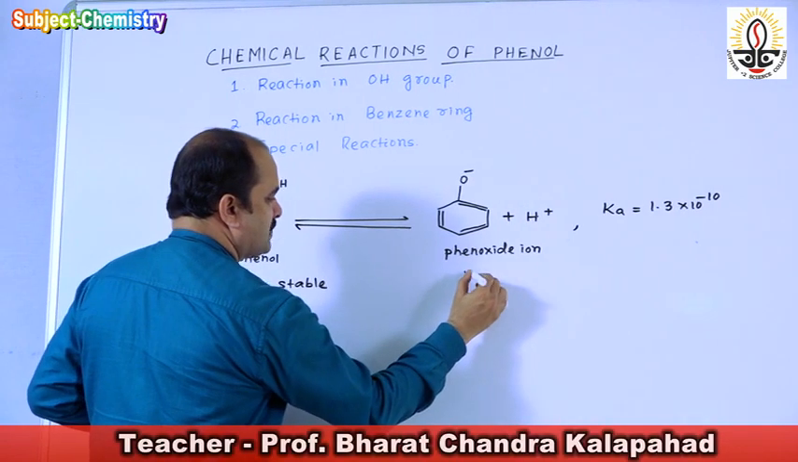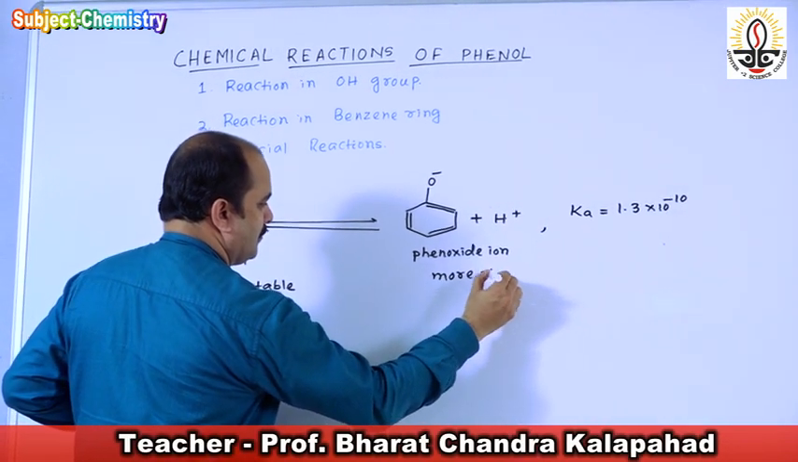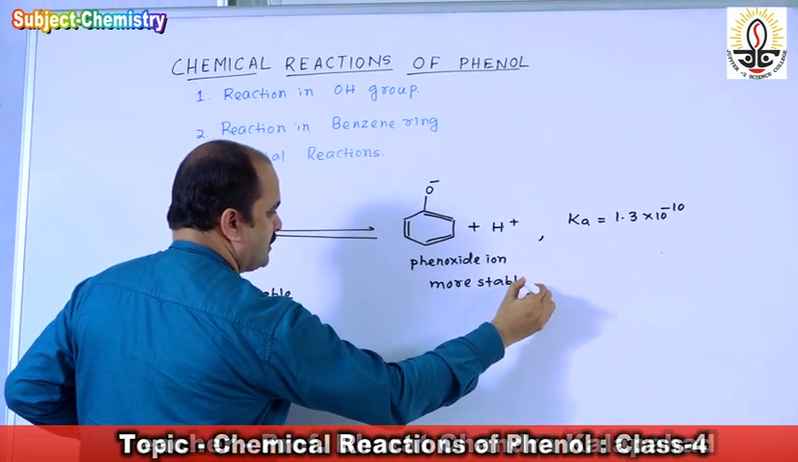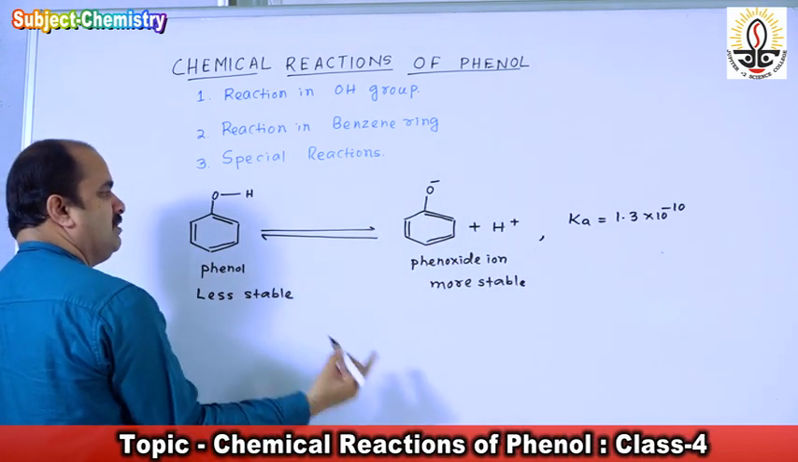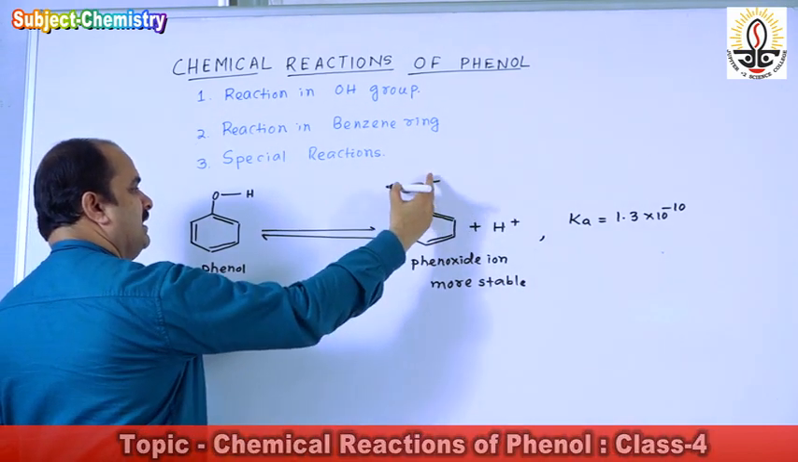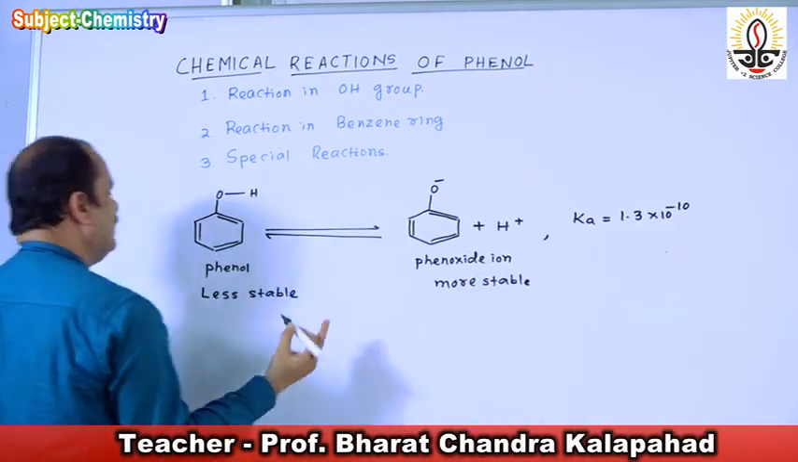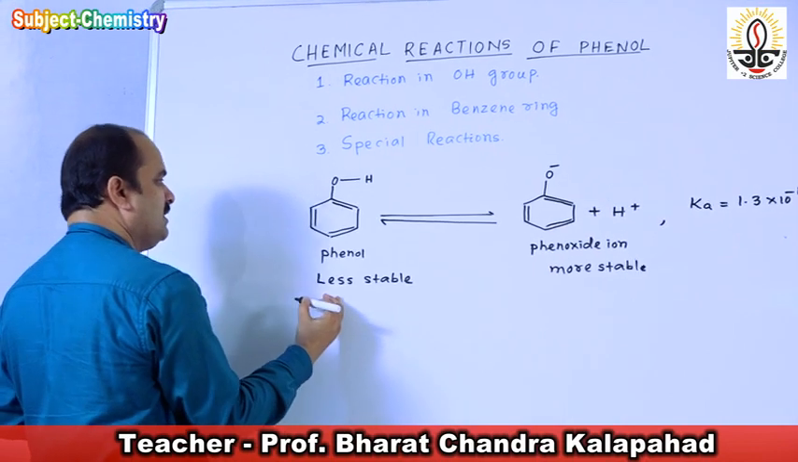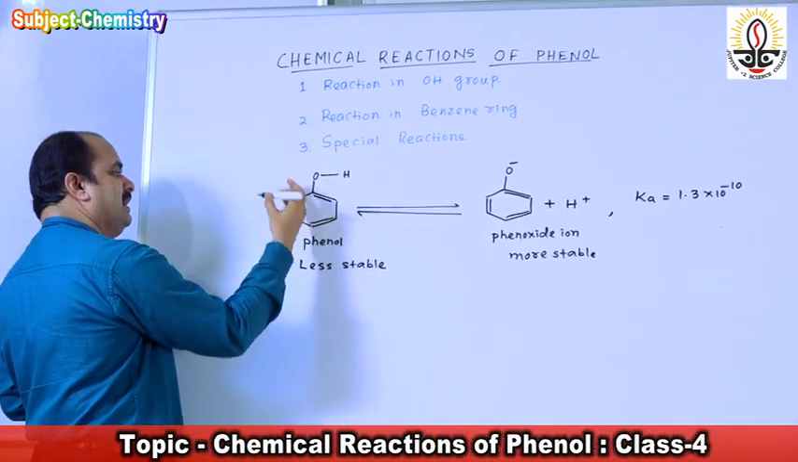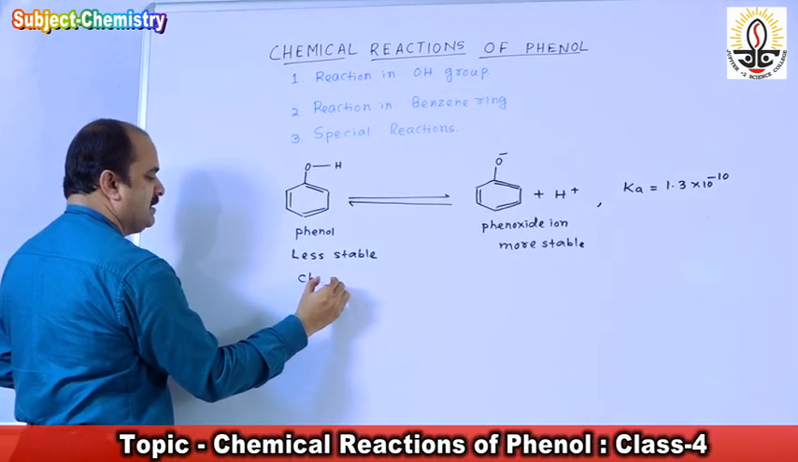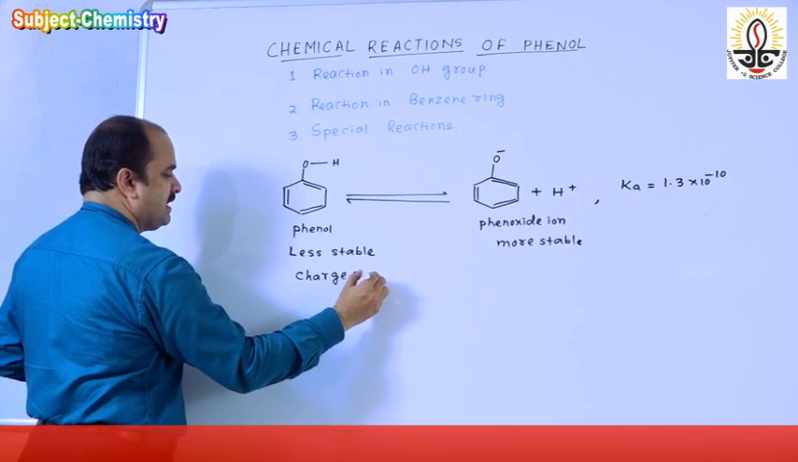Phenoxide ion is more stable because resonating structure of phenoxide ion indicates that the negative charge is completely delocalized. So phenoxide ion is more stable. Phenol is less stable because the resonating structure of phenol indicates charge separation. It has charge separation.